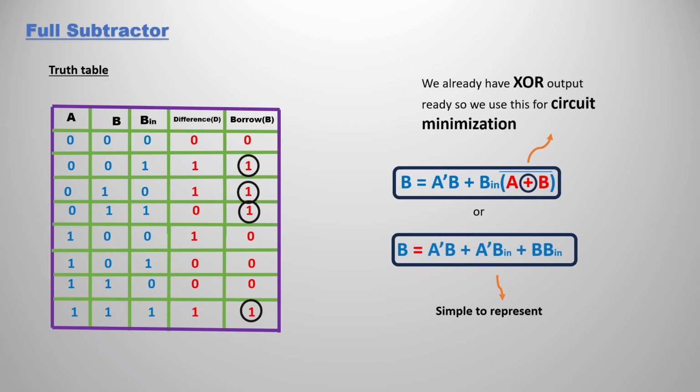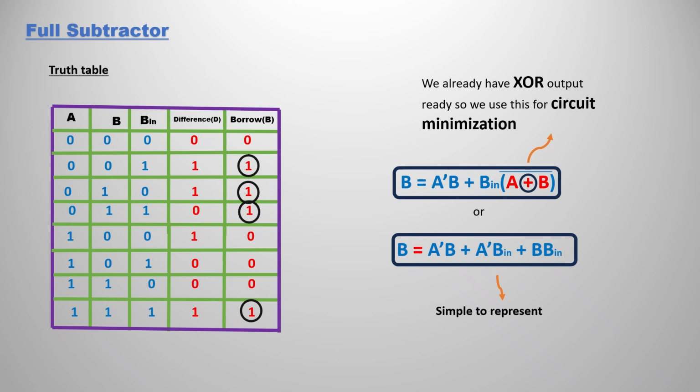Now we can get a doubt: for the difference we have only one output expression, so why do we have two output expressions for the borrow? Let's observe the first thing, which is the most important thing that we are going to use everywhere. We already have the XOR, or we can convert it into XNOR by inverting it. So we are going to use the first representation for the circuit representation, because the circuitry is very minimal, and if cost is a concern we can use the first one. The second one requires more gates, but its representation is easy. It is very easy to remember.